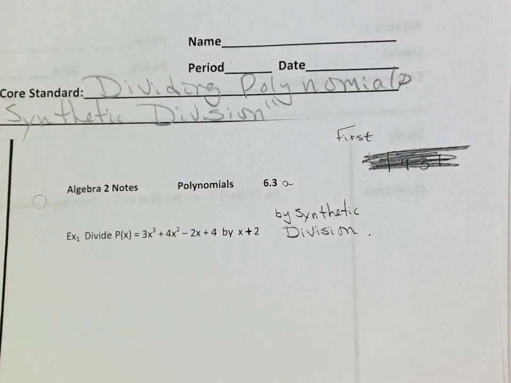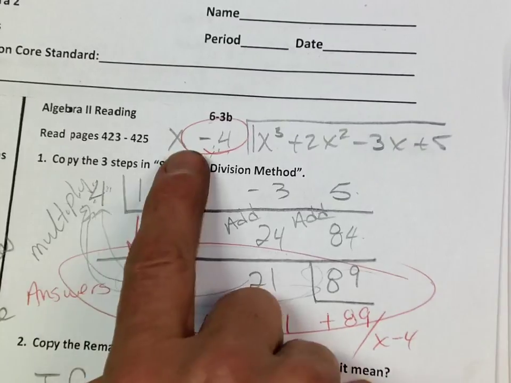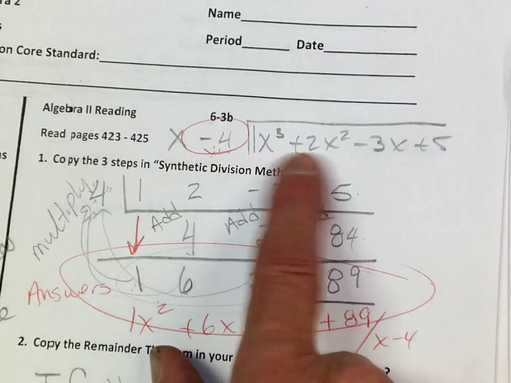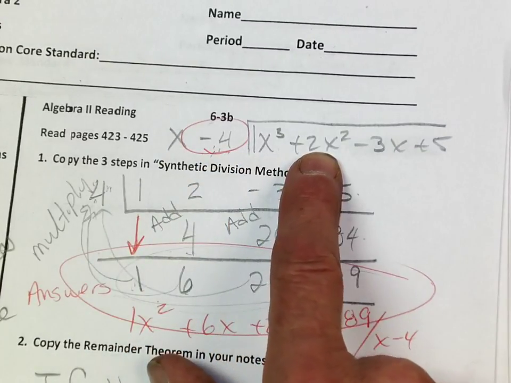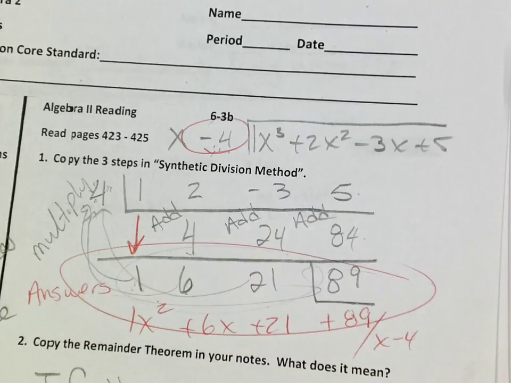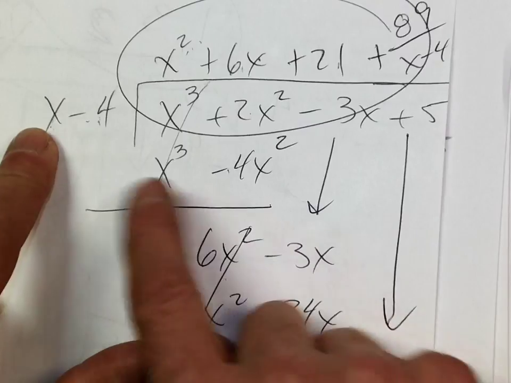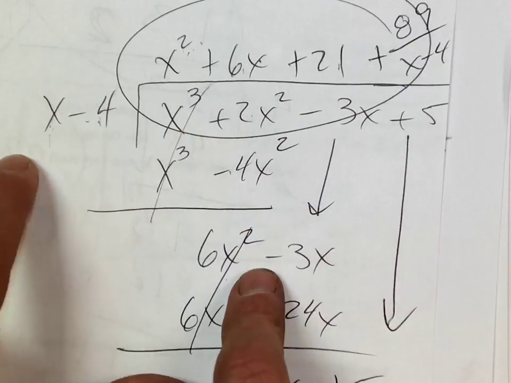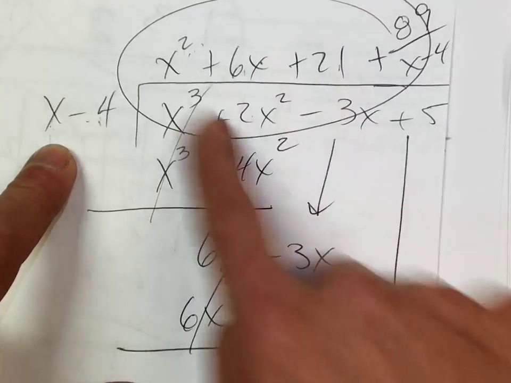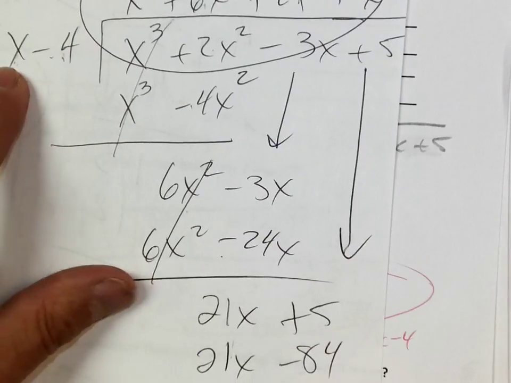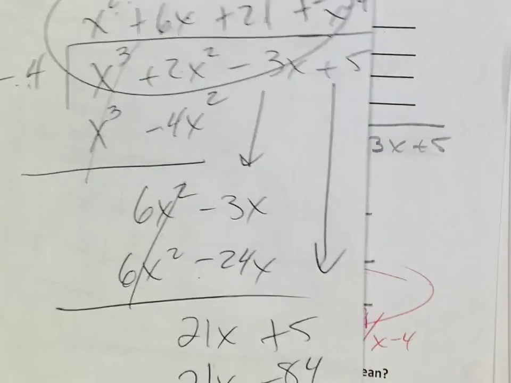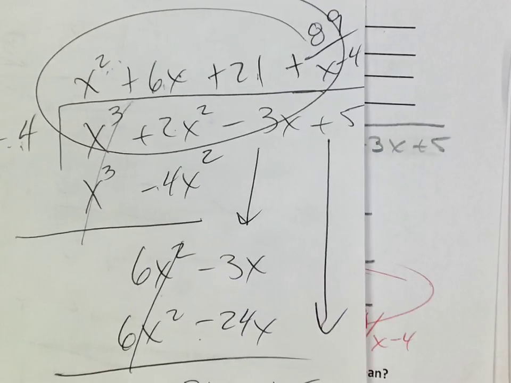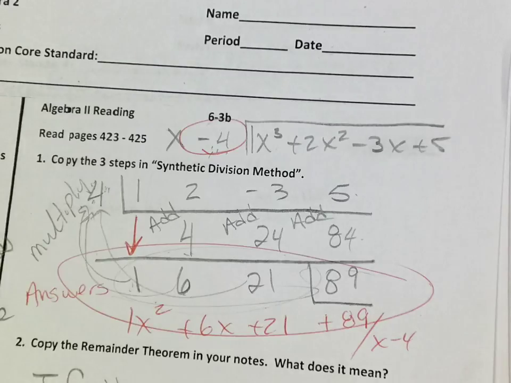So we did an example in our reading where I wanted to divide x minus 4 into x cubed plus 2x squared minus 3x plus 5. Now, if we did it the long, ugly way, you'd have to divide x's into x's and subtract and simplify, and x's into x's and multiply and subtract and simplify, and it's a big, ugly mess. But that's one way to do it. But then we learned there's a trick called synthetic division.